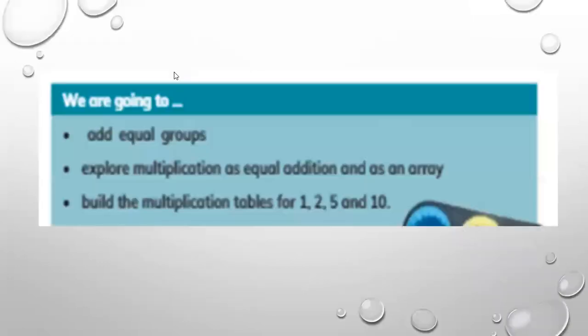So in this lesson, we are going to learn to add equal groups, explore multiplication as equal additions as an array, and build the multiplication tables from 1 to 5 and 10. So moving on to exercise 5.1.